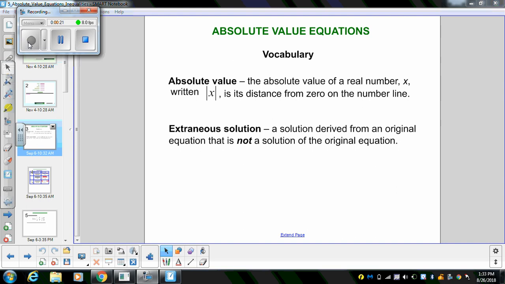So an extraneous solution is a solution derived from an original equation that is not a solution of the original equation. Right, so this means basically you got a solution, but it actually does not work out, so therefore it's not a solution.